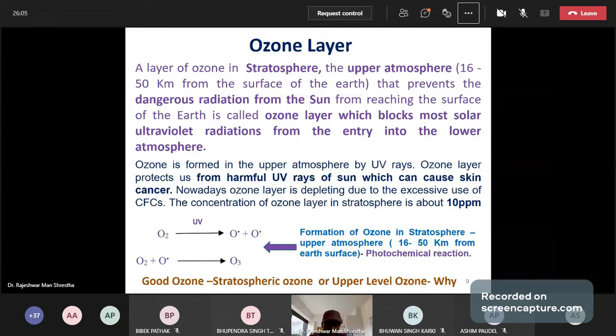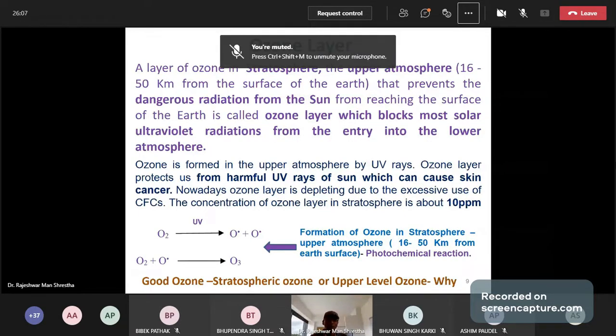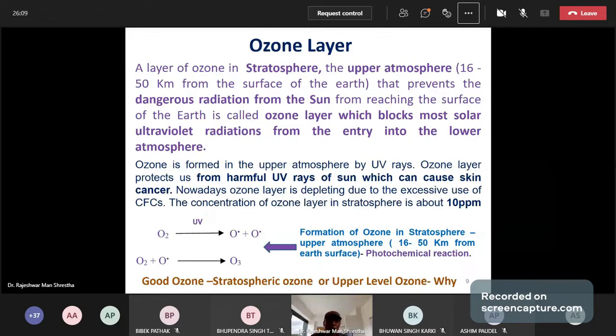I will say how ozone is formed in the Earth's atmosphere and how ozone is formed in the stratosphere. Ozone is formed in the upper atmosphere by UV rays. The ozone layer protects us from harmful UV rays of the sun, which can cause skin cancer.